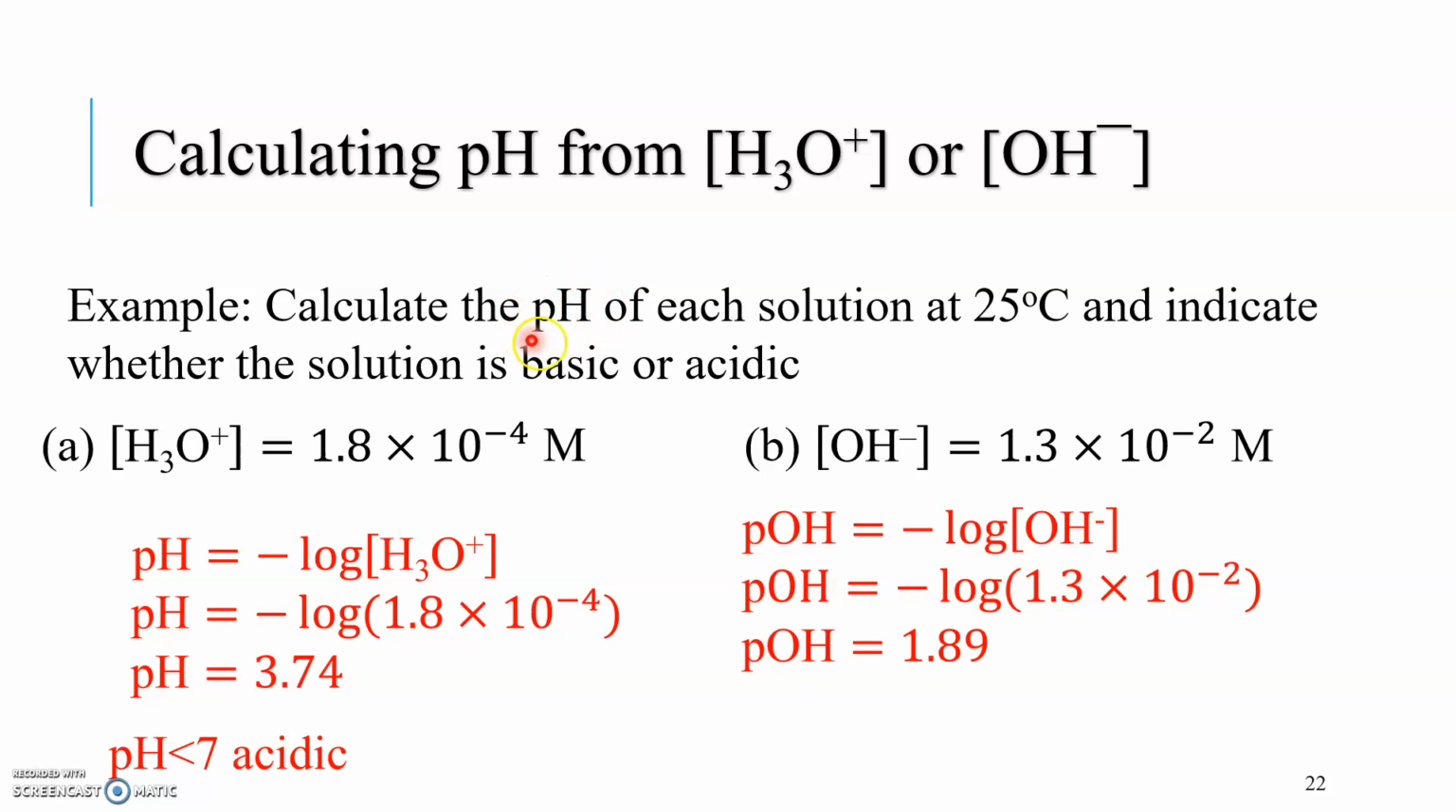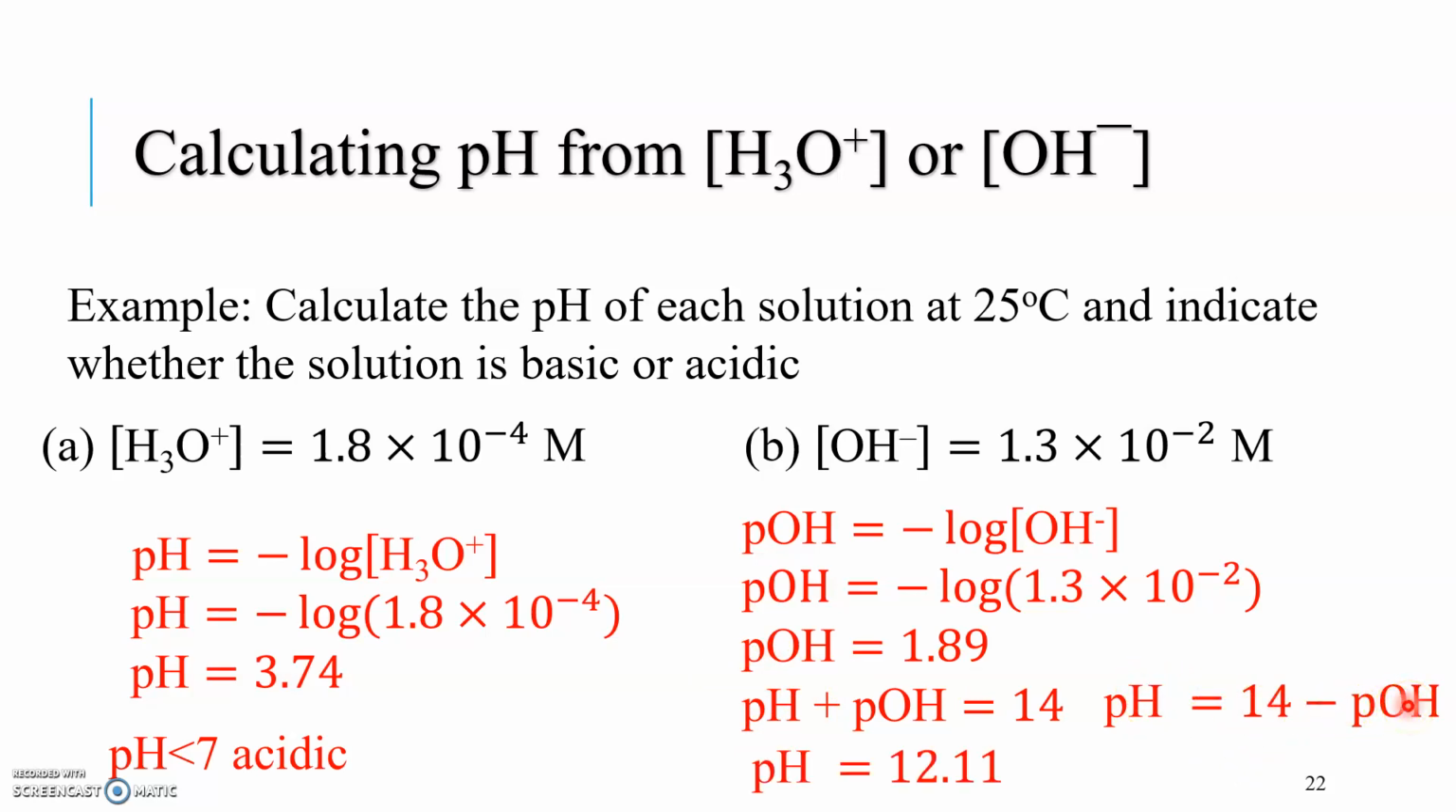So for me to be able to find the pH, I'm going to use this relation: pH plus pOH is equal to 14. So I have to solve for pH, and that would be pH is equal to 14 minus pOH. So it's 14 minus 1.89, and the pH is equal to 12.11. Any solution with a pH higher than 7 will be a basic solution.